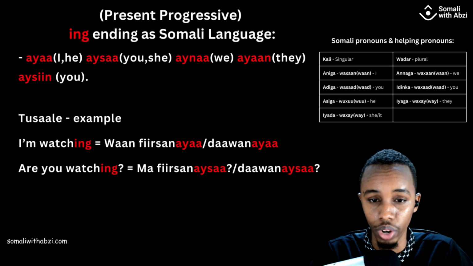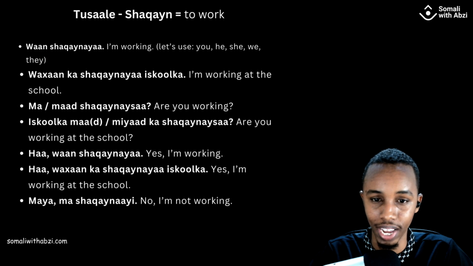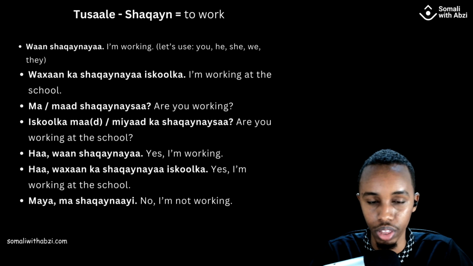Cool. Now we go to the next section of our class, which is tusaale shaqayn. We're going to use the verb shaqayn, to work, in a sentence. So we're going to try to make all the helping pronouns and pronouns: I, we, you, they, he, she. So the first sentence probably would be I.